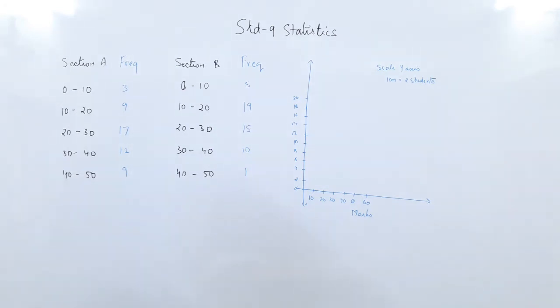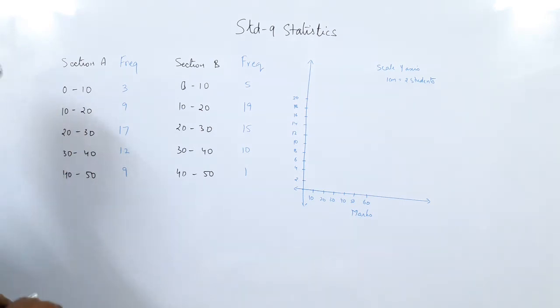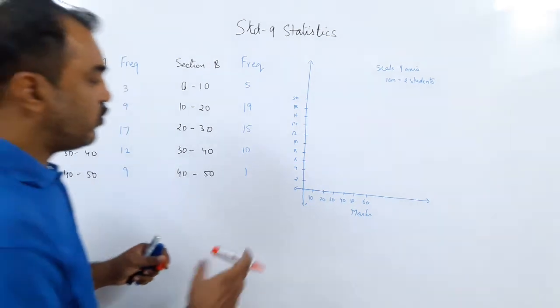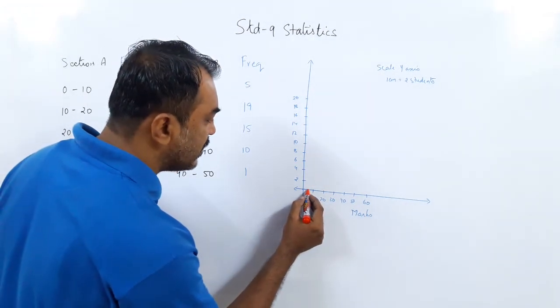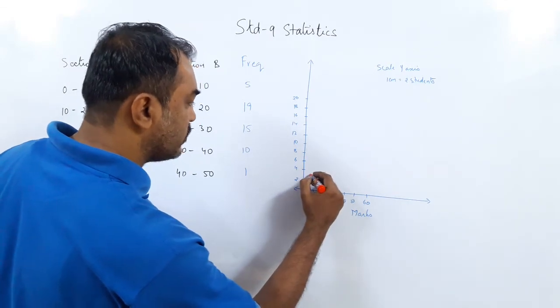Now how do we find the frequency polygon? We can do the frequency polygon after drawing the histogram, but here we will try to make the frequency polygon without drawing the histogram. So what is the midpoint of 0 and 10? The midpoint of 0 and 10 is 5. And what is the frequency corresponding to 5? 3. So the height is 3. So I will get this point.